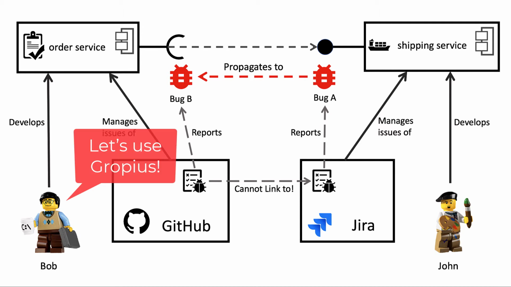Fortunately, there's Gropius, an integrated issue management system which can manage such cross-component issues and propagate changes to the underlying issue management systems of the services. Let us now take a look at a demo of Gropius and how Bob can use the tool to manage cross-component issues.